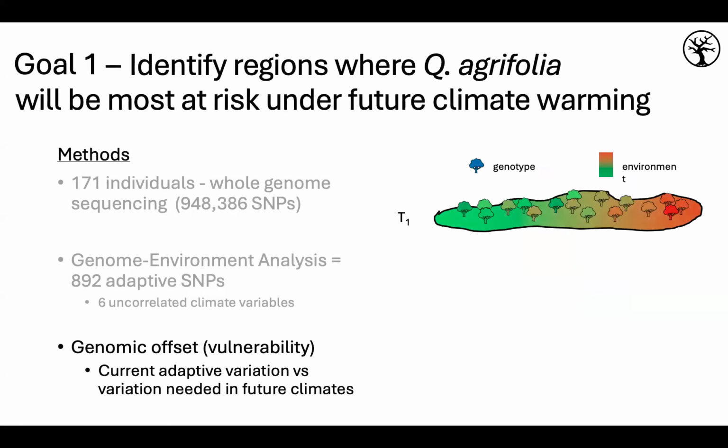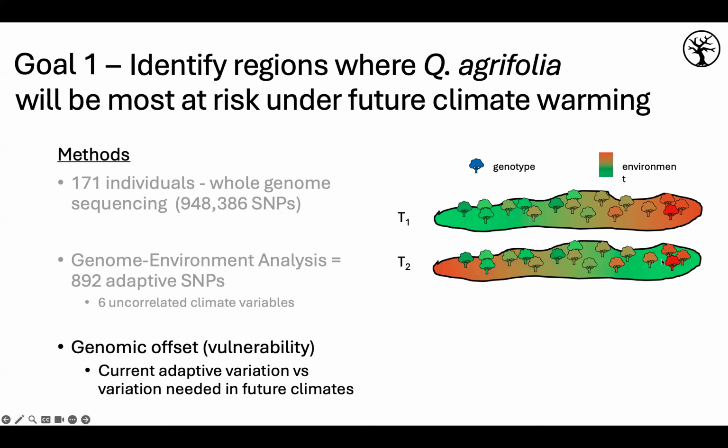And for our first goal of identifying those vulnerable regions, we can use a tool called genomic offset. What that does is it tracks the current adaptive variation and looks at how that's going to change under future climate. So here we have a gradient of genotypes represented by these trees on a background of a certain environment, right? So we're assuming local adaptation, with these red trees living in this red environment, these green trees living in this green environment.